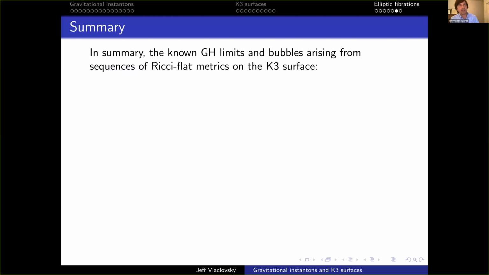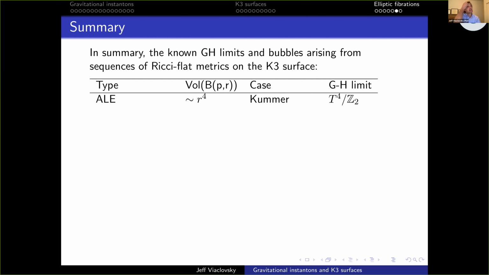Let me summarize everything, the known limits. ALE bubbles are known to happen. The example is the Kummer case, but there are more general bubbles that can appear. The Gromov-Hausdorff limit in the Kummer case was T4 mod Z2. In the ALF case, this was Foscolo's construction, and the Gromov-Hausdorff limit was T3 mod Z2. ALG bubbles came in the theorem that I mentioned earlier, and the Gromov-Hausdorff limit is S2.